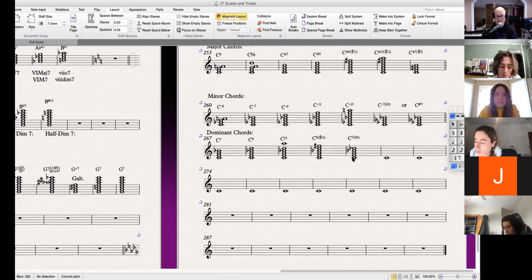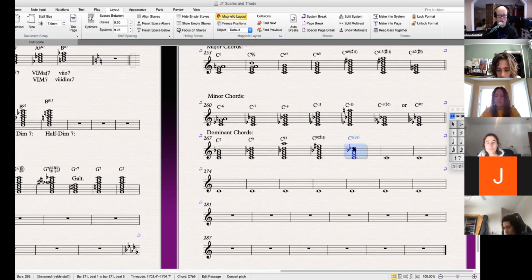Here's the question. C7, we know that it's a dominant chord, so it's a 5 chord. We're assuming that. C7 is the 5 chord of what key? F. So we want to have smooth chord resolution. So let me change this chord. Make it a half note.